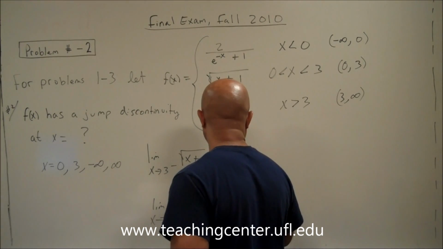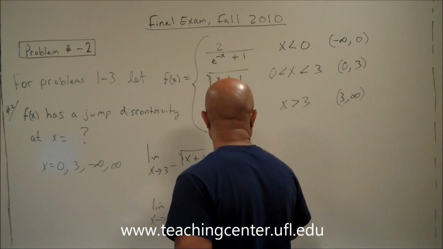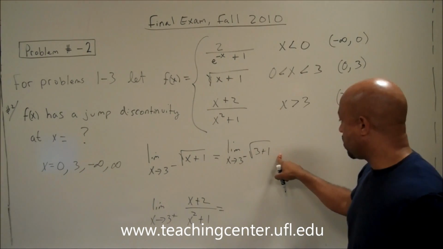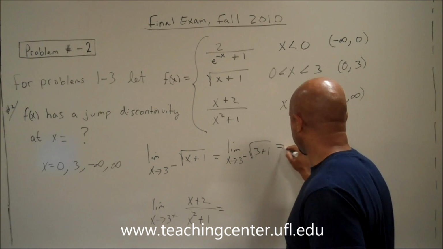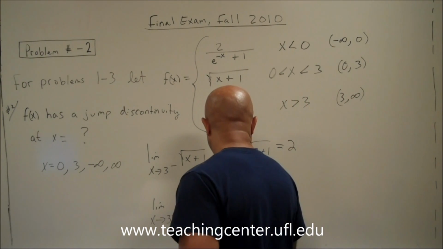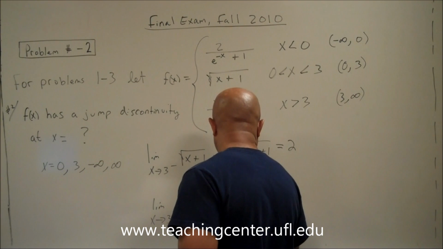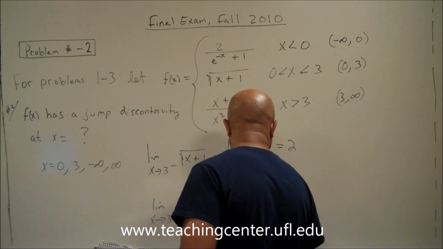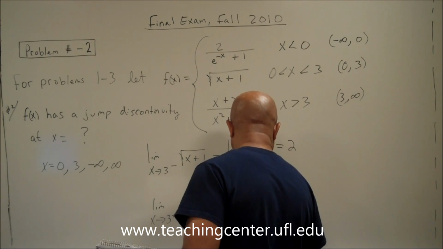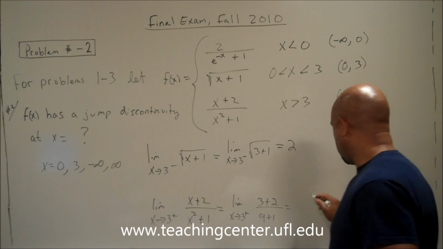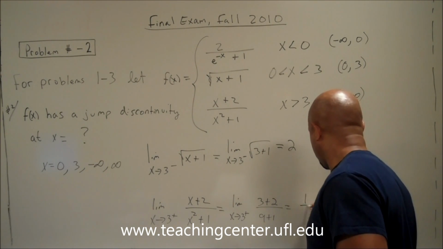So we take the limit as x approaches 3 from the left with the square root of 3 plus 1, which is the square root of 4, which is 2. And this limit is the limit as x approaches 3 from the right of 3 plus 2 over 9 plus 1, which is basically 5 over 10, which is 1/2.